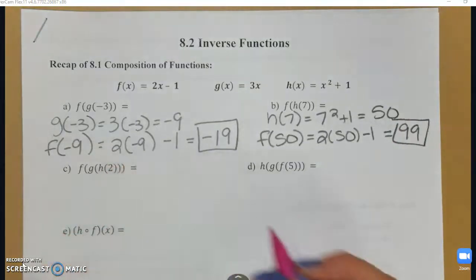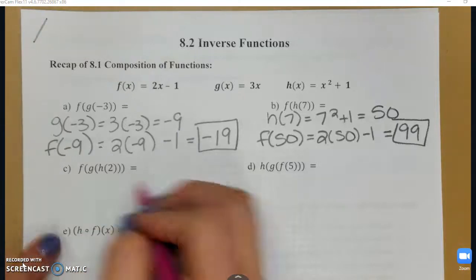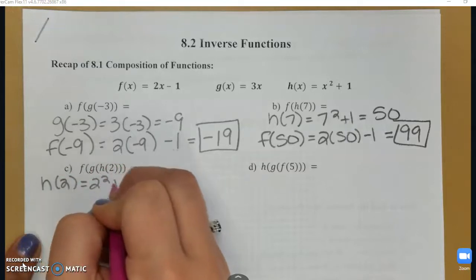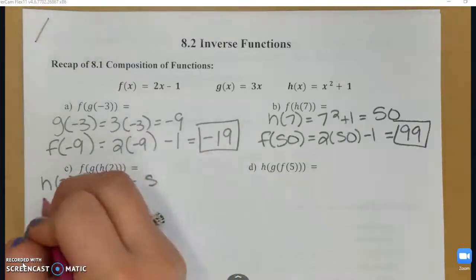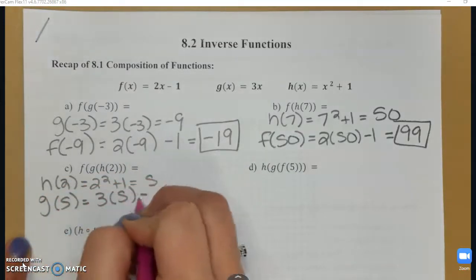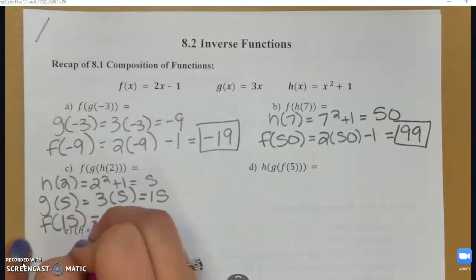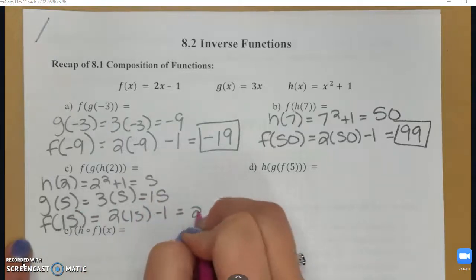f of g of h of 2. Wow, that's a lot to get through, so let's work from the inside out. First, h of 2. h of 2 is going to be 2 squared plus 1, which is 5, which means I'm now looking for g of 5, which is going to be 3 times 5, which is 15. So lastly, I'm looking for f of 15, which is going to be 2 times 15 minus 1. 30 minus 1 is 29.